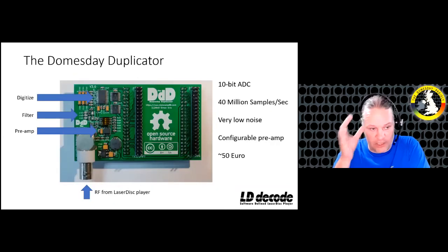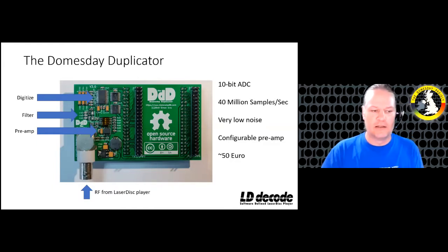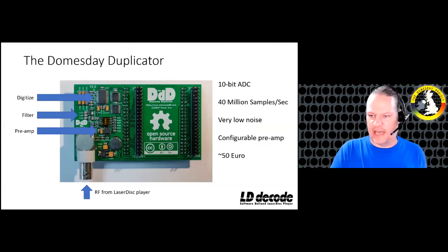If you actually look at the Domesday Duplicator board itself, it's a pretty simple RF path. In comes the signal from the laser itself. That goes through a preamp, which treats it and gets it ready to be sampled. There's then a filter, which is an anti-aliasing filter. I'll show that in a second. Into the ADC, and then these are just line buffers that feed it into the FPGA. The rest of it is off-the-shelf hardware that we're using.